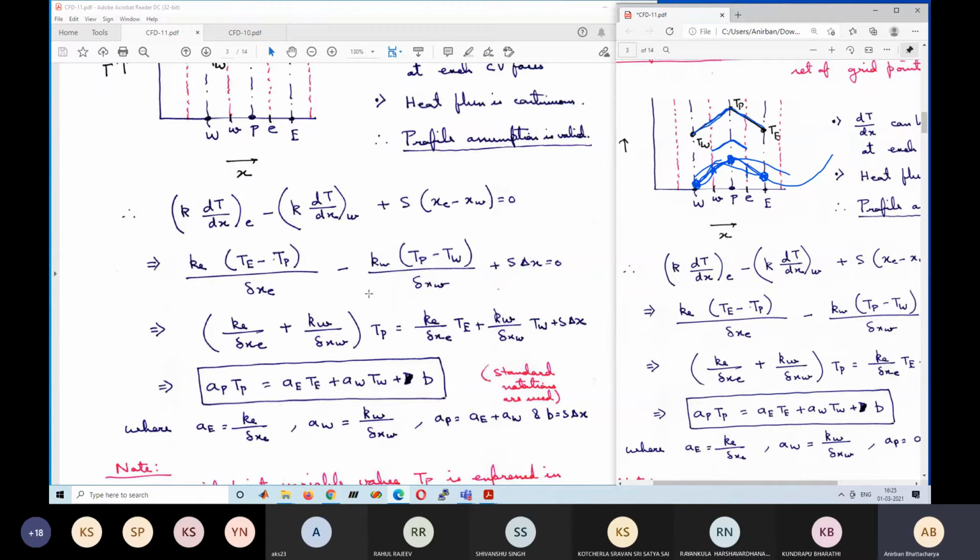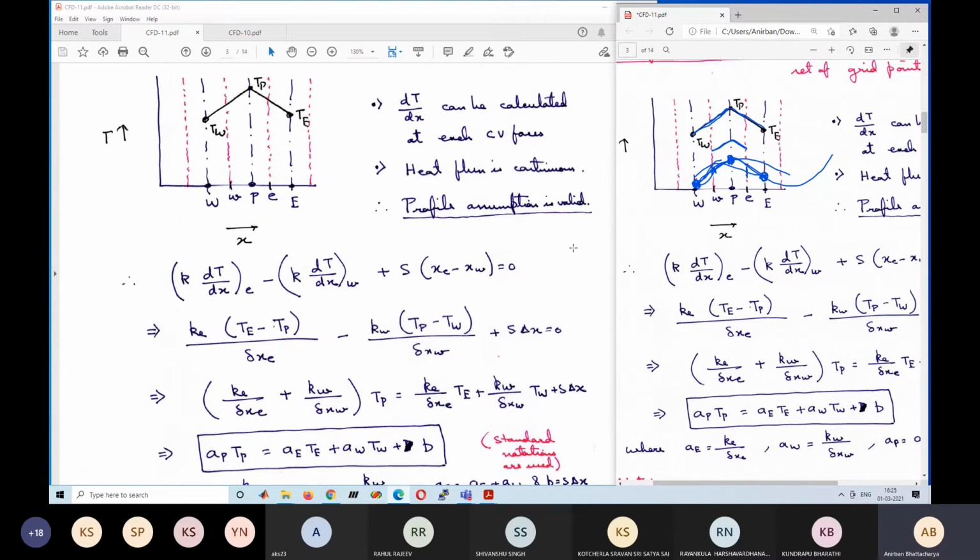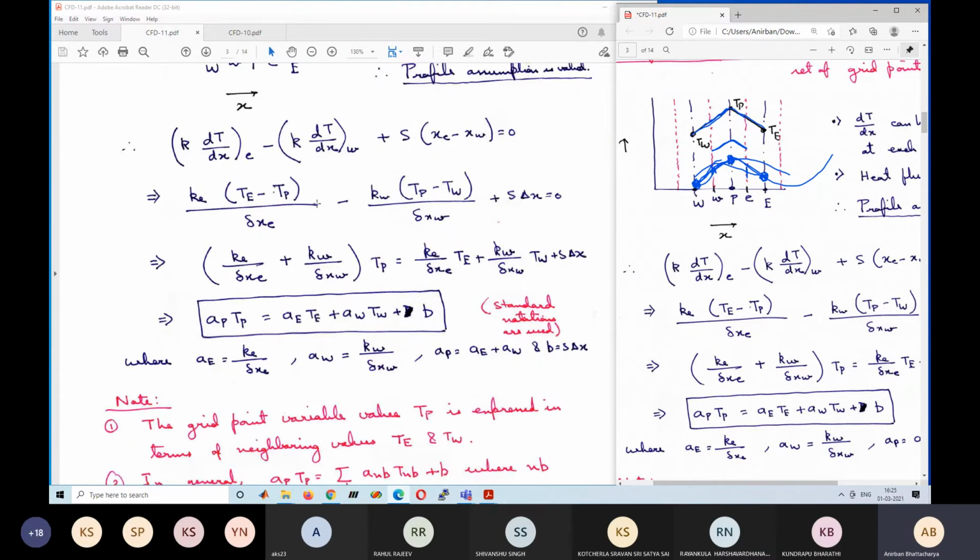Delta XE and delta XW are also known values based on the grid generation. These are just geometrical parameters. So now I can take all the TP terms together: KE by delta XE plus KW by delta XW, times TP. By taking all the TP terms on one side and all the other terms to the other side, we can write KE by delta XE TE plus KW by delta XW TW plus S into delta X. This can be written as AP into TP, where AP is the coefficient of TP, AE is the coefficient of TE, AW is the coefficient of TW, and B is the additional source term.